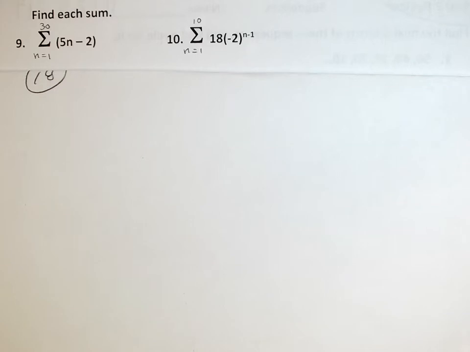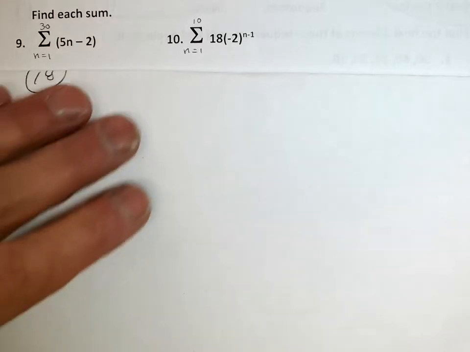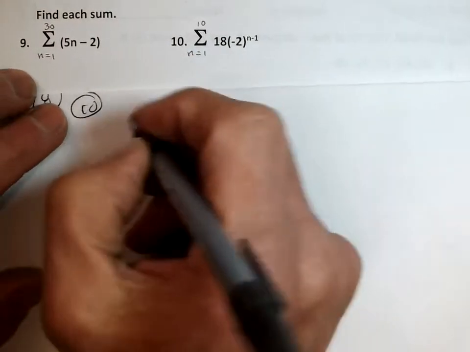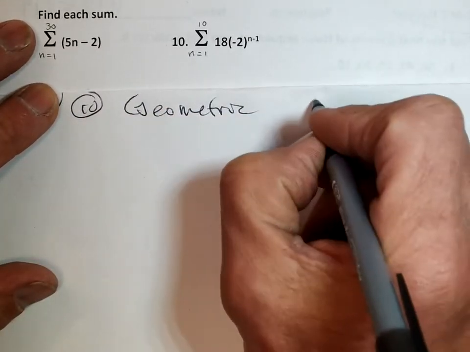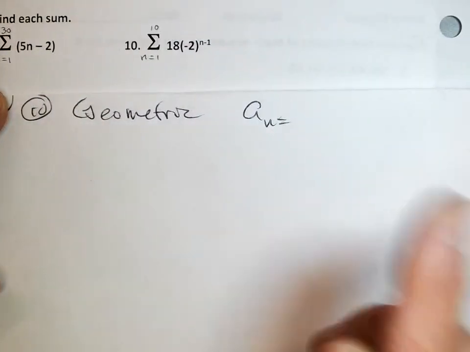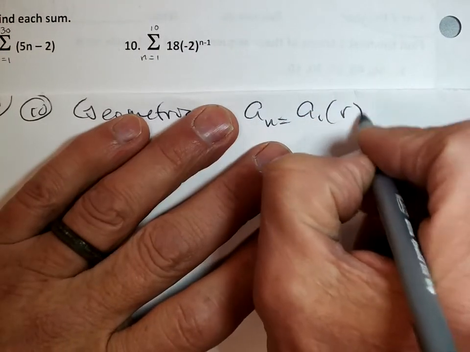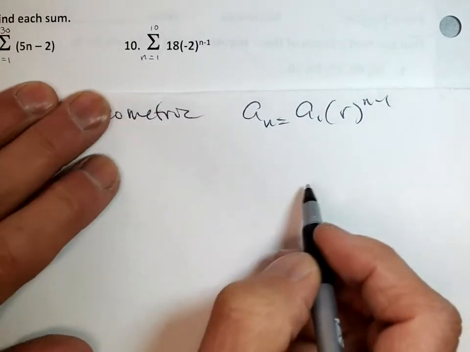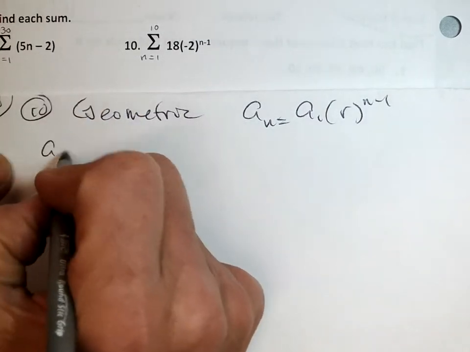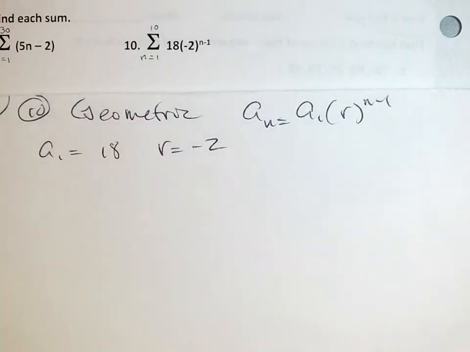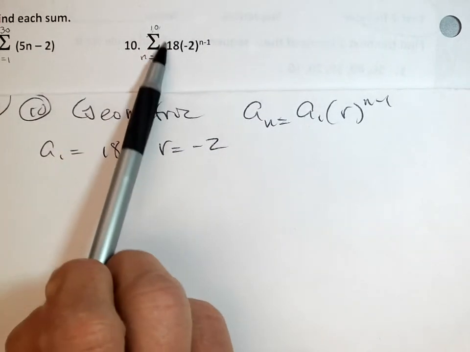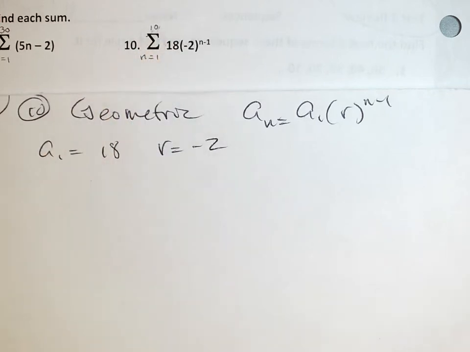Okay, so I know it's geometric. It fits the geometric form perfectly. So number 10, yeah, I know it's geometric, which is an equals a1 times r to the n minus 1. So in this case, I already know a1 is 18, and I know my multiplier is -2. So I've got to find the sum, because that funny little symbol means find the sum. Okay, so I've got a formula. The formula I want to use is this one here.